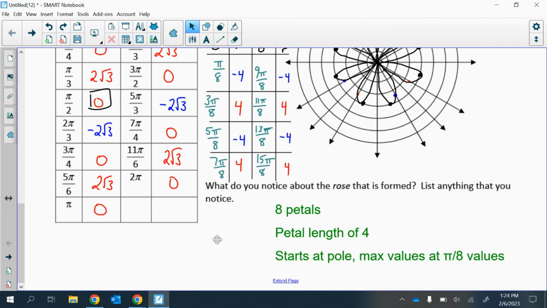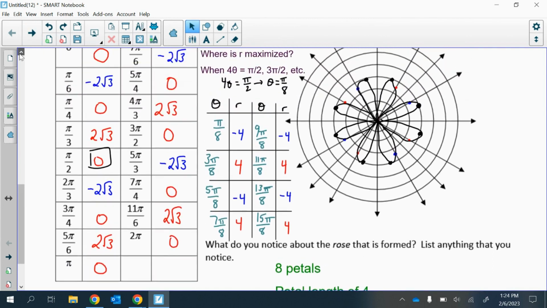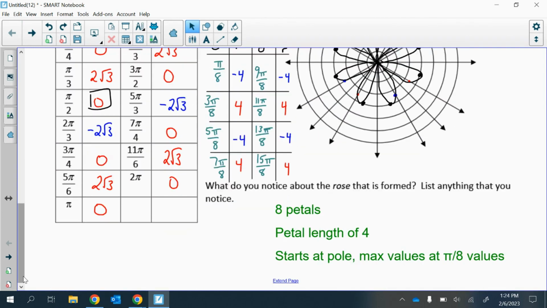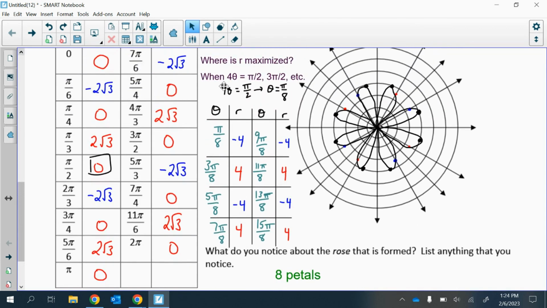So I notice that there are 8 petals. The petals have length 4, which again makes sense because I have a multiplier of 4 in the front. And we started at the pole, and then the max values are at all of these pi over 8s. So I have max values at these pi over 8s.